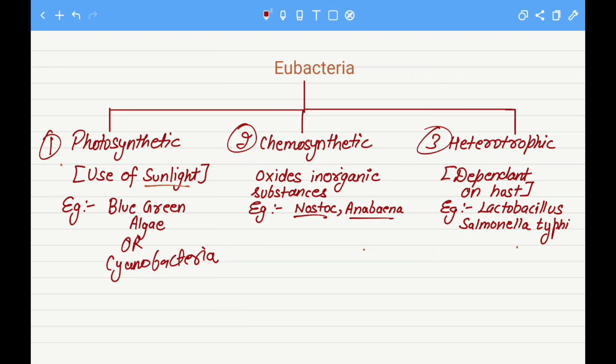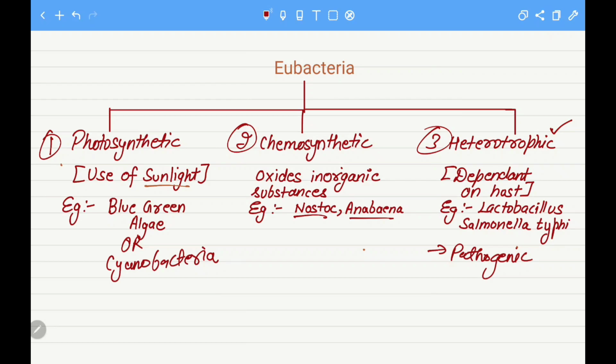Next is heterotrophic. Heterotrophs are dependent on their host. They have no ability to prepare their own food. That's why they are dependent on their host, and they are sometimes pathogenic in nature. For example, Salmonella typhi causing typhoid. They cause many diseases like citrus canker, cholera, typhoid, tetanus, etc. Another example is Lactobacillus, which helps in the formation of curd. These come under heterotrophic organisms.